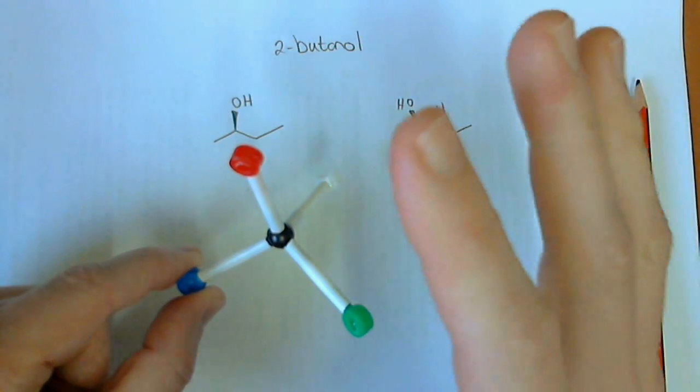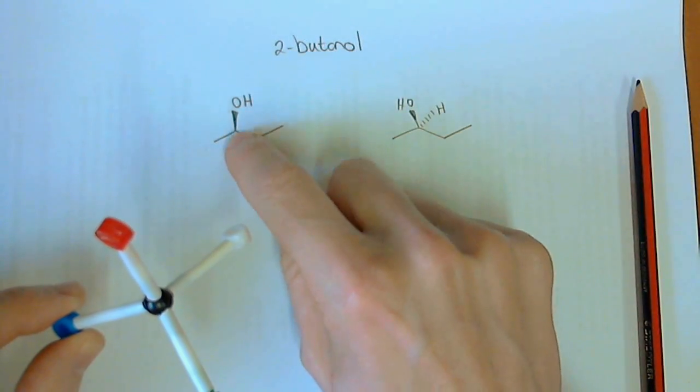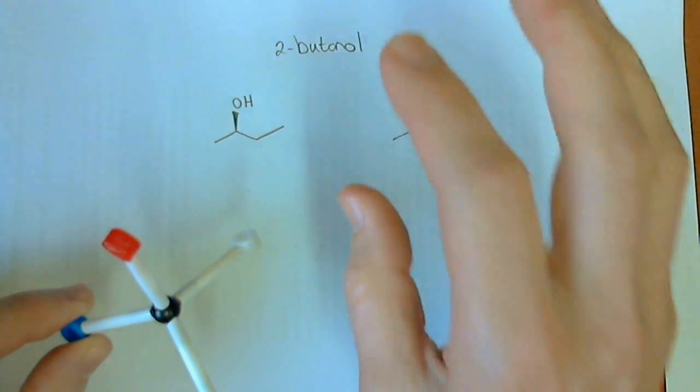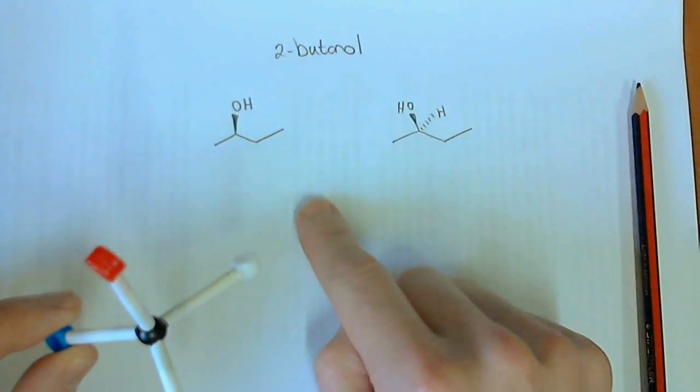Now, the Cahn-Ingold-Prelog rules for assigning stereochemistry to a carbon say that we need to assign priorities, just like we did before on the double bonds.